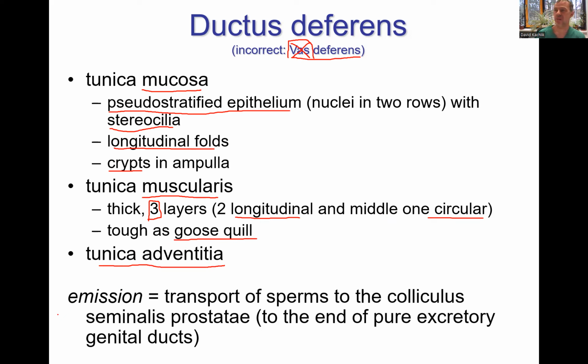So a reflex transport of sperms from ductus epididymis to prostate is called emission, and from prostate further it is called ejaculation.